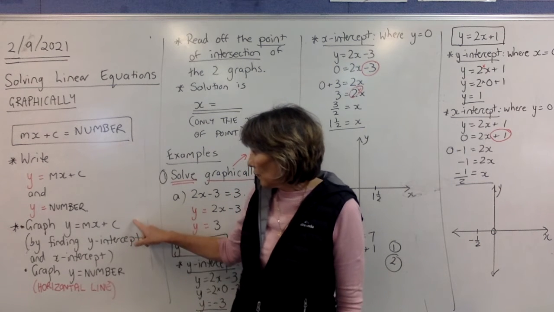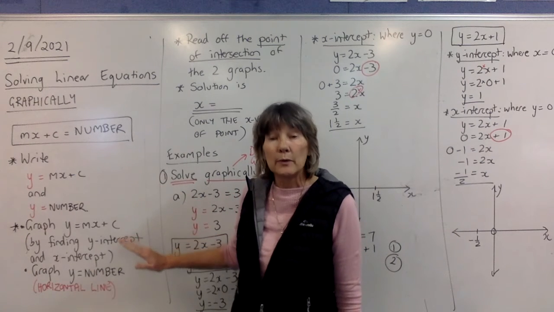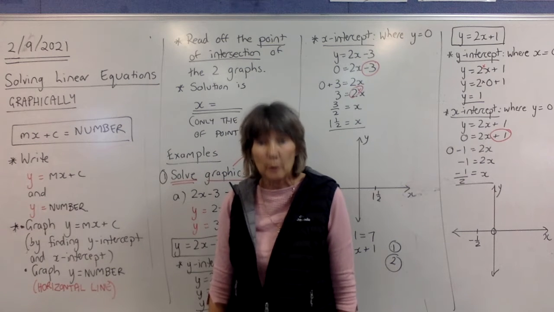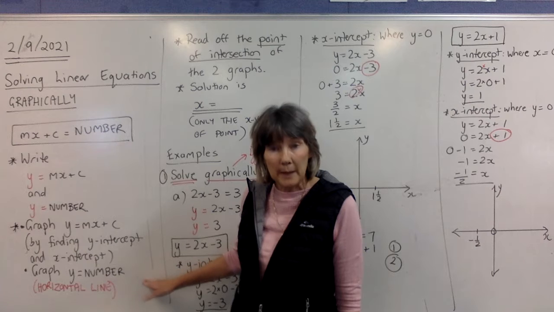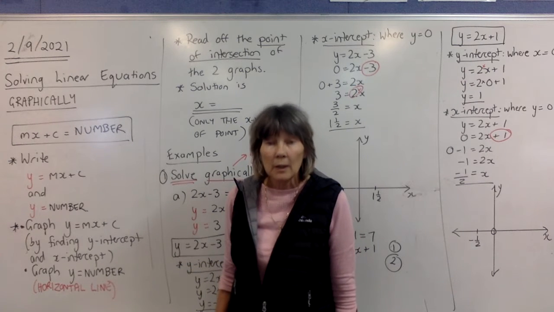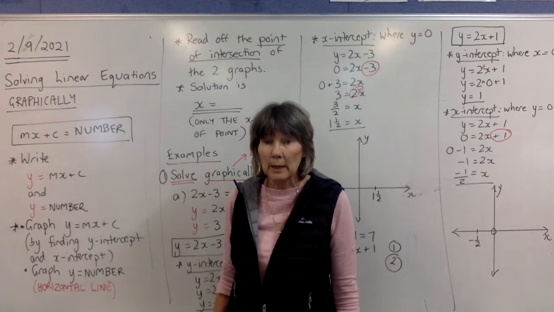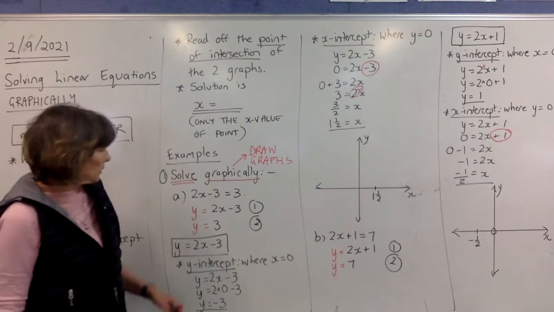Okay, so the first one we're going to graph will be y equals mx plus c, and we've done that before where we find the y-intercept and the x-intercept and graph it. The other one is going to look like y equals a number. Now that will always turn out to be a horizontal line. So you'll draw that horizontal line, and after that we're going to be looking at the point of intersection where the two graphs cross. Okay, so let's see how it all works.